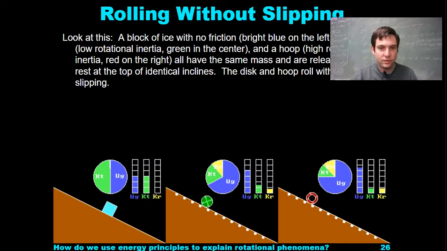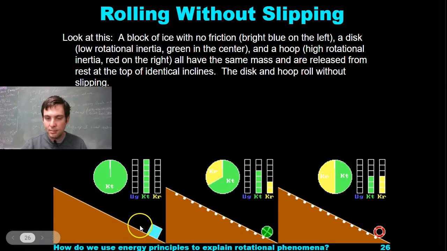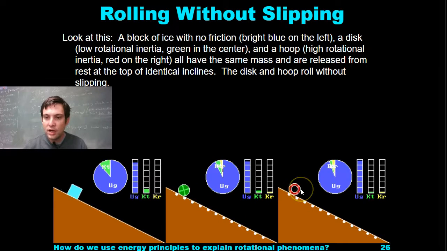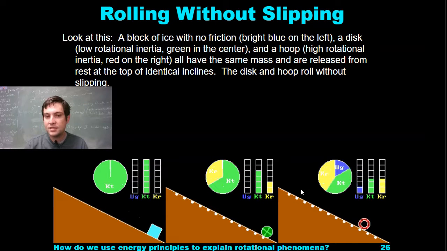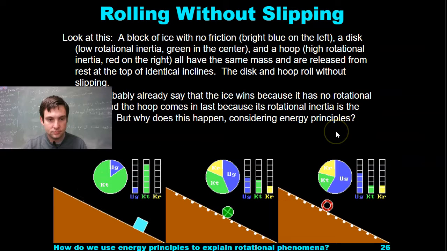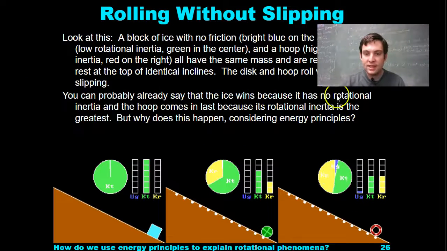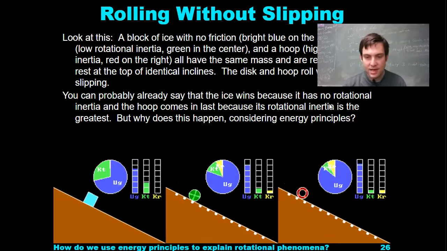Look at this. We've got a block of ice with no friction, the bright blue block on the left, a disk with a low rotational inertia, the green one in the center, and a hoop of high rotational inertia on the right. All have the same mass and are released from rest at the top of identical inclines. The disk and hoop roll without slipping. You probably already see that the ice wins because it has no rotational inertia. The hoop comes in last because its rotational inertia is the greatest. But why does this happen?